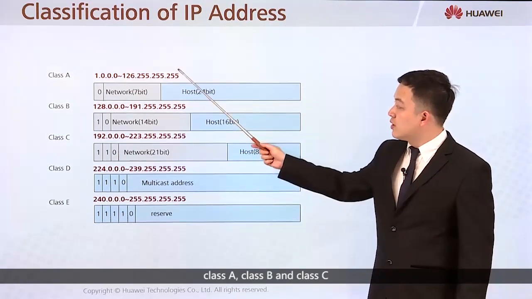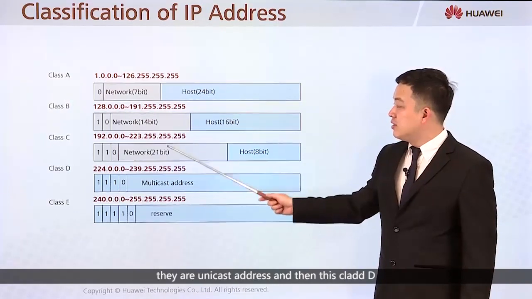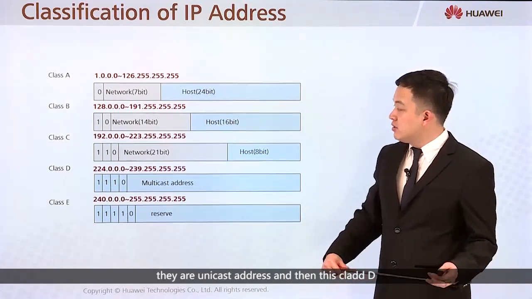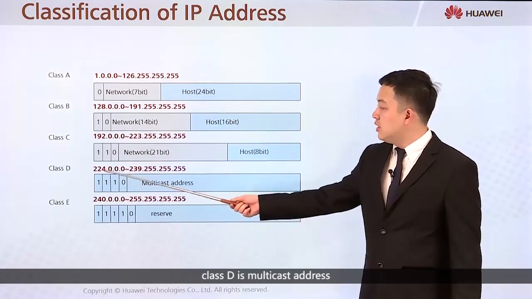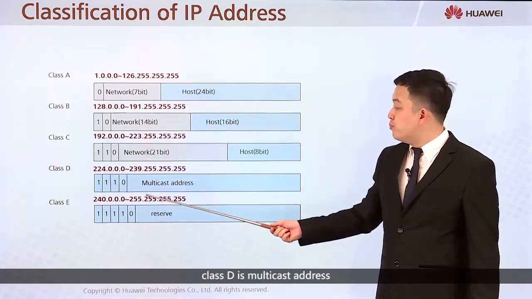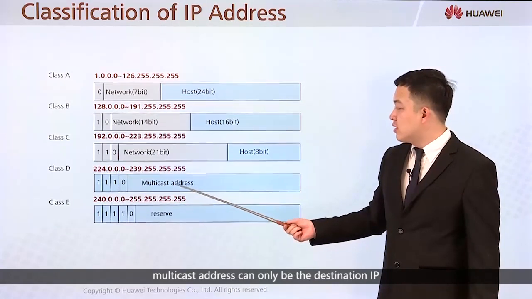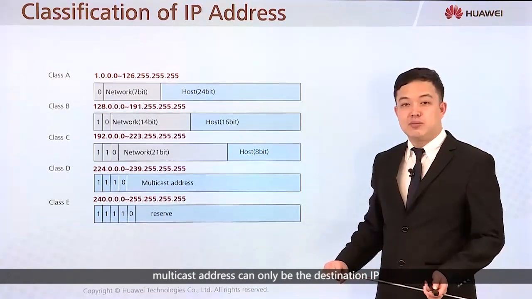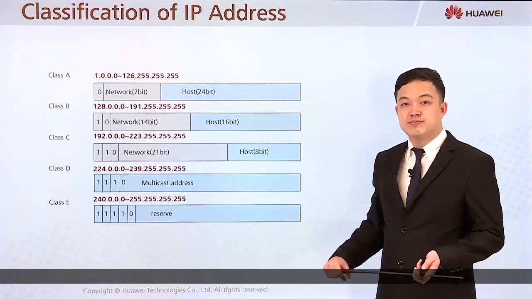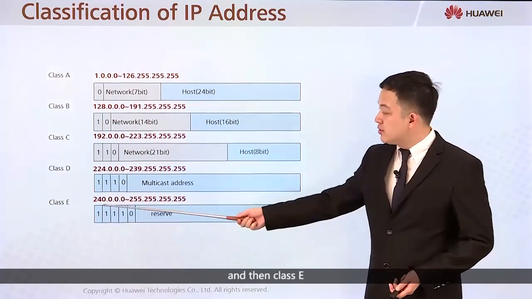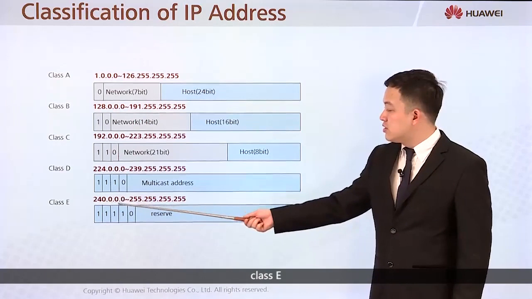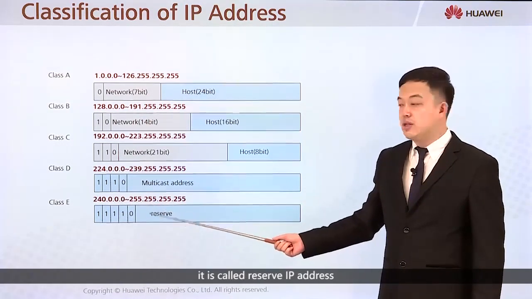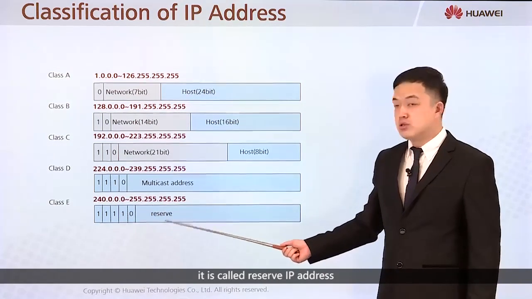Class A, Class B, and Class C are unicast addresses. Then Class D is a multicast address. A multicast address can only be the destination IP, and cannot be the source. Then Class E. The Class E range is not used. It is called reserved IP address.